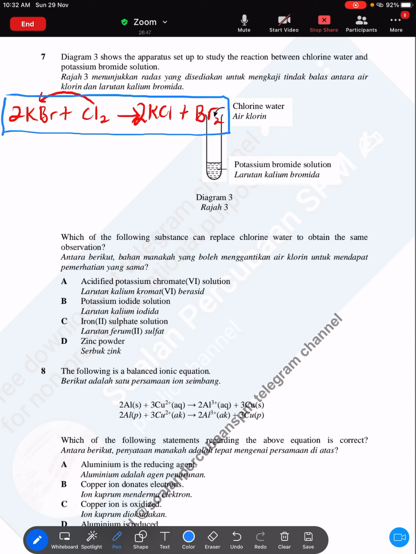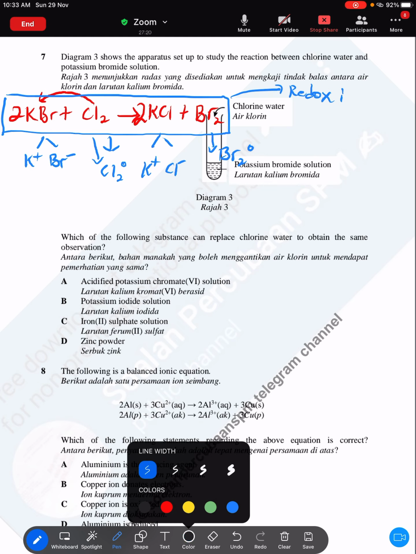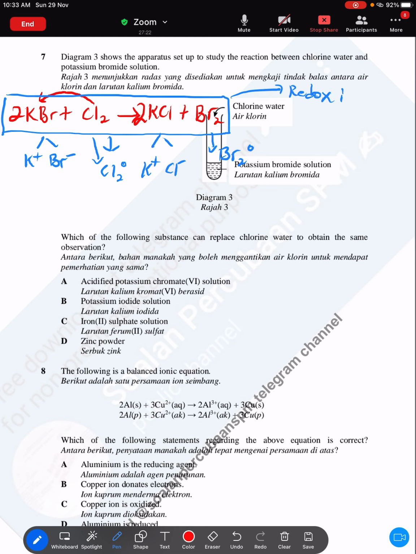Actually, this equation is interlinked with redox. So you need to know what redox is about. Okay, now as you can see over here, you break this. Ingat lagi tak yang kahwin tak kahwin yang saya ajar? This becomes K+ and Br-, Cl2, and K+ and Cl-, Br2. Is there anything that I can cut off? The K+ is the same on both sides, so I can cut it off.